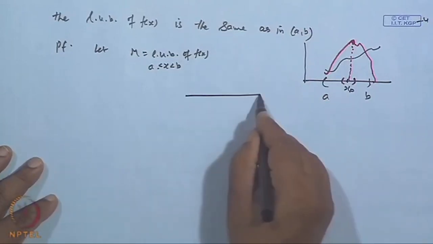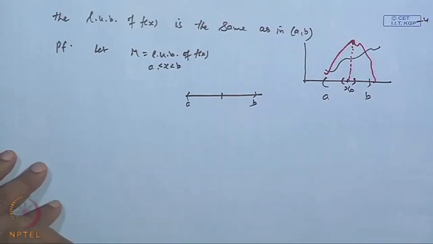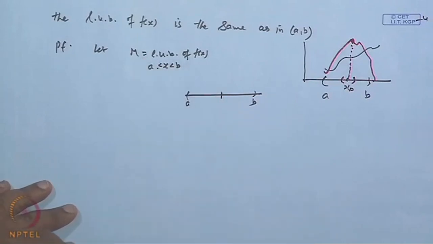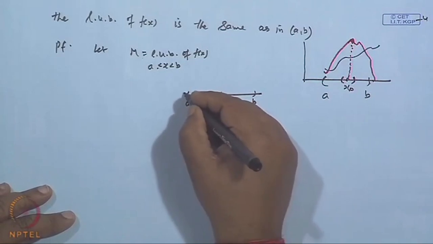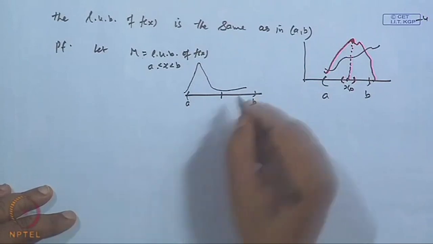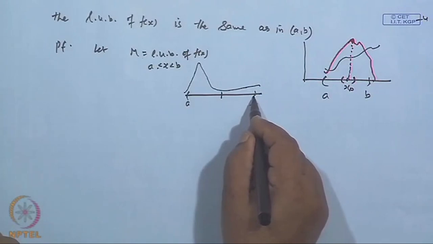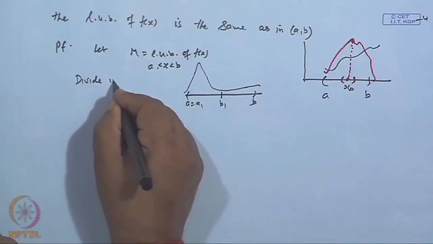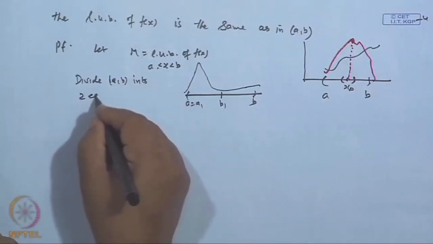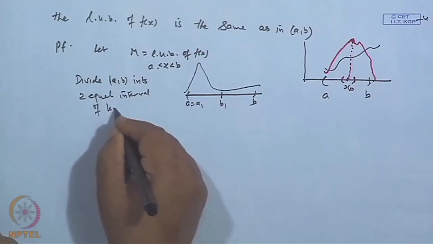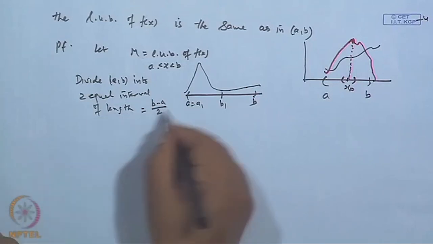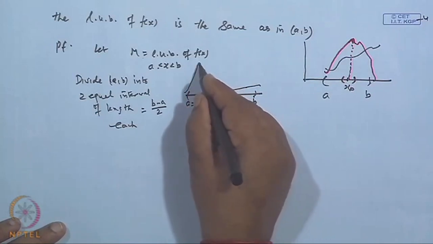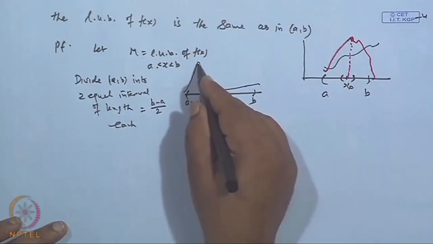Now this interval is given, we divide this interval into two parts of equal length. Now we pick up that interval in which the least upper bound occurs. Suppose we have this curve. So we divide AB into two equal intervals, each of length (b minus a) by 2, and pick up the interval a1 b1 in which the least upper bound is there. Obviously in this interval a1 b1 the upper bound lies.